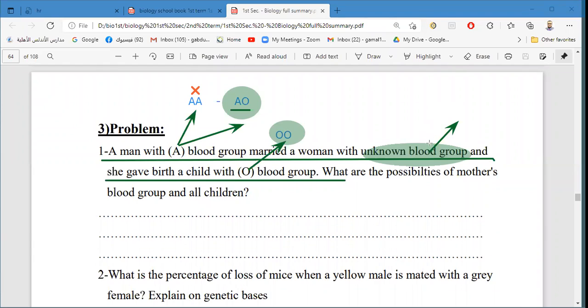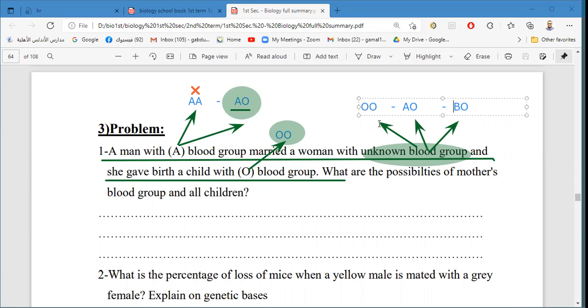The mother has many possibilities. How many possibilities of the mother? OO. Yes, it can be OO. And also it can be AO. Yes, AO. And also it can be AA? No. BO. It gives a child O gene. How can she give her child the O gene? She must have the O gene. Right?